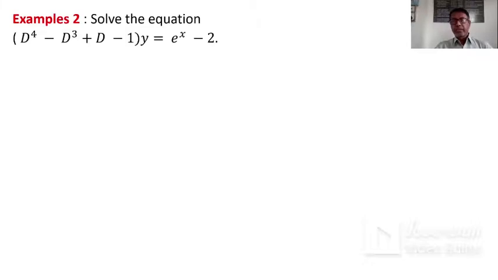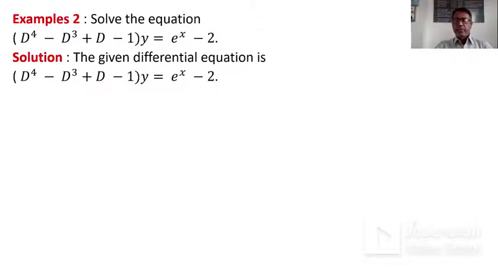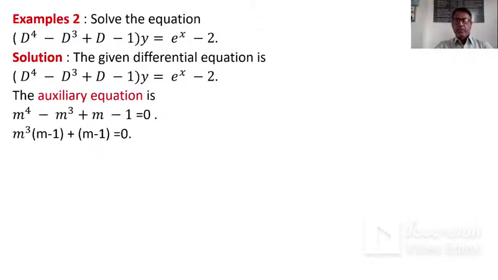Now we see another example. Solve this equation. Now we see the solution of this again by the same method. The given differential equation is this. The associated differential equation is (D to the power 4 minus D cube plus D minus 1) y equal to 0. From that we write the auxiliary equation: m to the power 4 minus m cube plus m minus 1 is equal to 0.